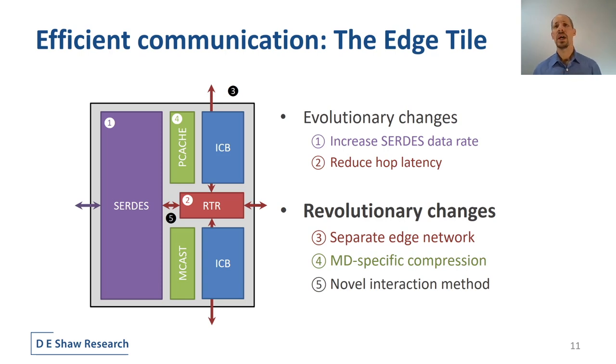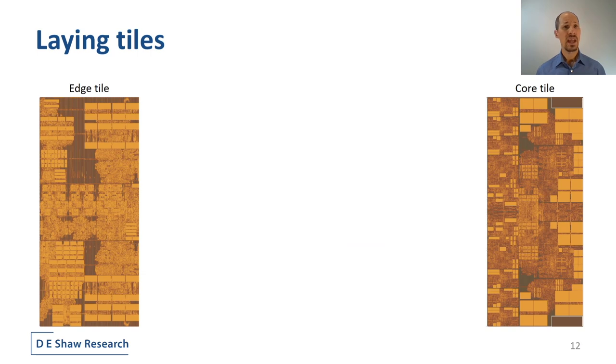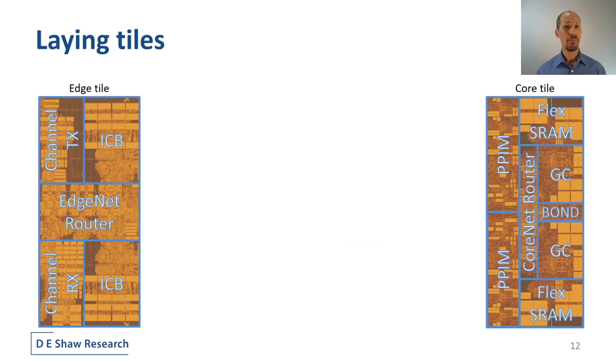With the core and edge tiles in hand, we are ready to build up an Anton 3 chip. Shown here are the layout views of each of the tiles. Both tiles are arranged around routers in the center. Starting with the core tile, I'd like to first point out the small size of the bond calculator, only about a quarter the size of a single GC.